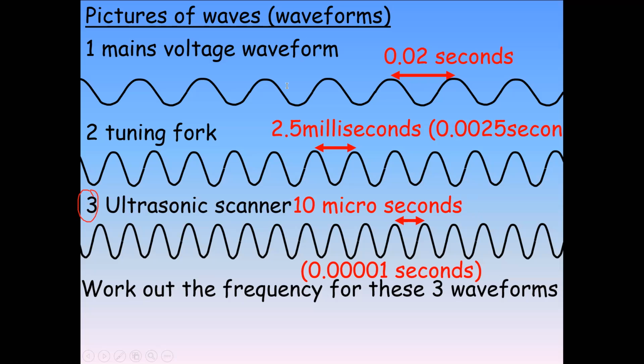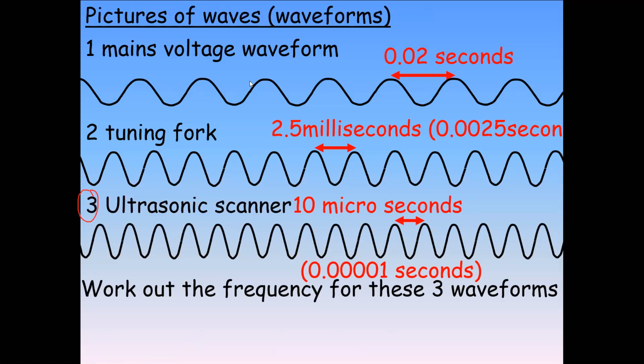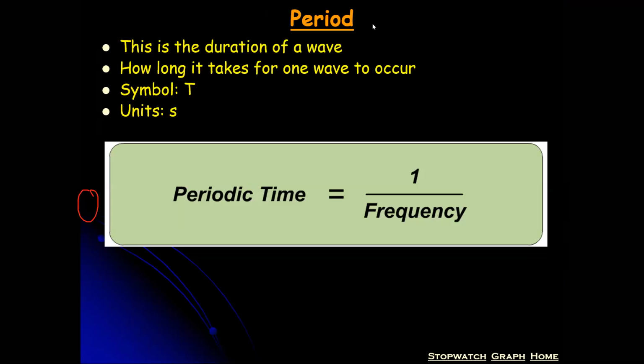The term time period means how much time the wave will take to complete its vibration. So the time taken by a wave to complete its vibration is called a time period. For example, this is one complete wave. So how much time the wave will take to complete its vibration, we call that a time period.